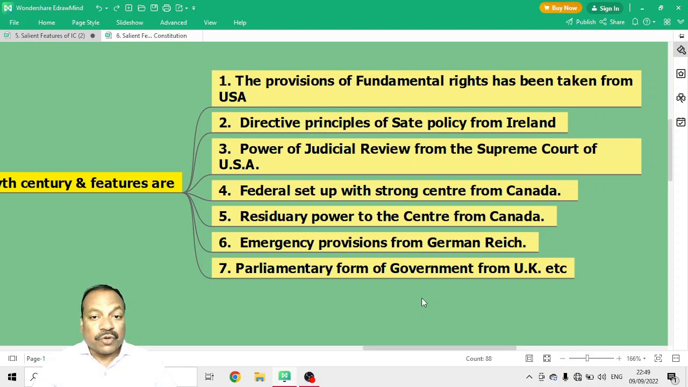Number one, the provision of the fundamental rights has been taken from the United States of America. Secondly, we have taken directive principles of state policy from Ireland. Thirdly, power of judicial review from the Supreme Court of USA. Fourth, federal setup with a strong center from Canada. Fifth, residuary power to the center from Canada.